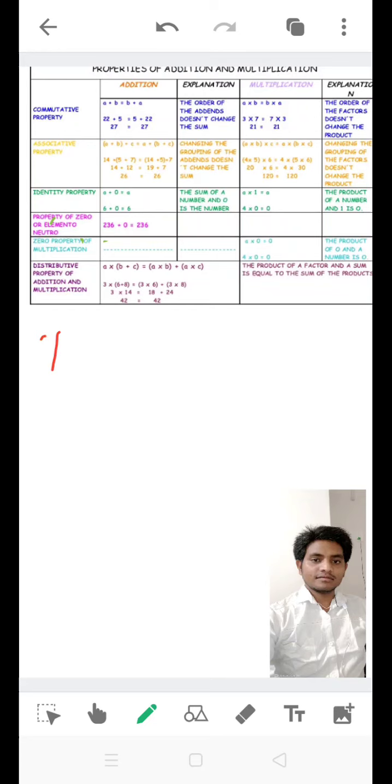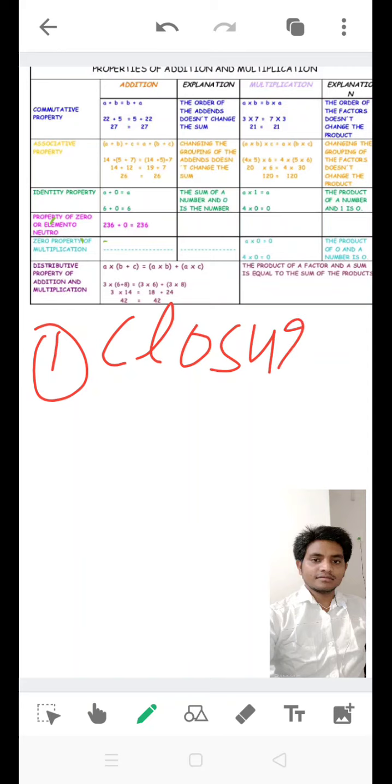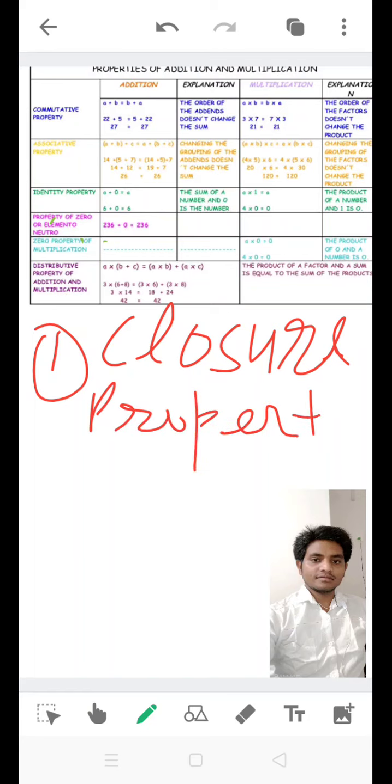that's named the closure property. And what is the closure property? We have learned that the sum of two whole numbers. What is a whole number? What is a natural number? We already learned in the previous class. Once again, I recall.